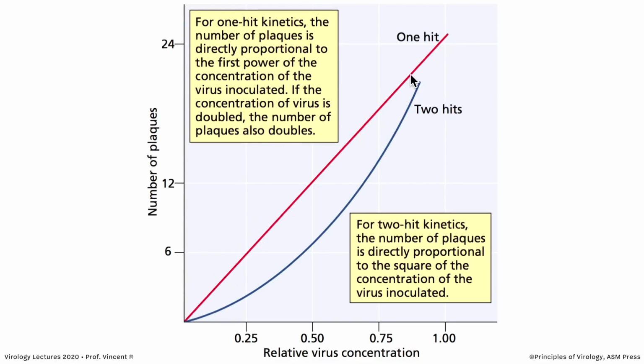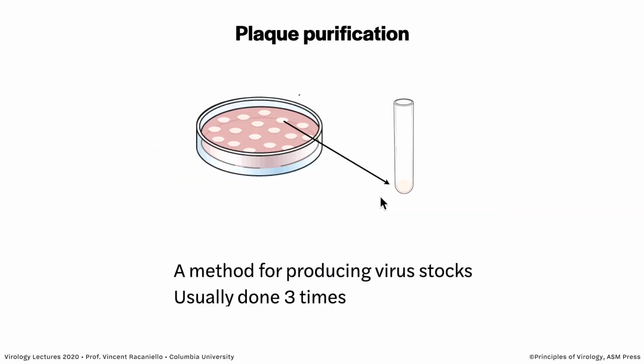And Dulbecco found when he did this for his virus in that first paper, it was a line. So he said you need one virus particle to make a plaque. Some viruses, though, you need 2 to infect a cell. There are really interesting plant viruses where the genome is in 2 pieces and they're packaged separately, so both have to infect the cell. And that's 2-hit kinetics. The number of plaques is proportional to the square of the concentration, so you get this curve because you need 2 particles to infect the cell. So most viruses are one hit, but there are a few interesting plant viruses that are two. Okay, one infectious virus is enough to form a plaque.